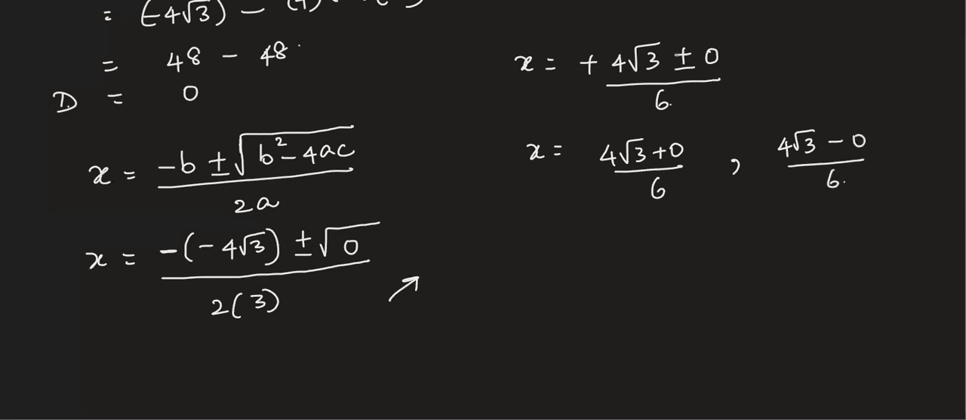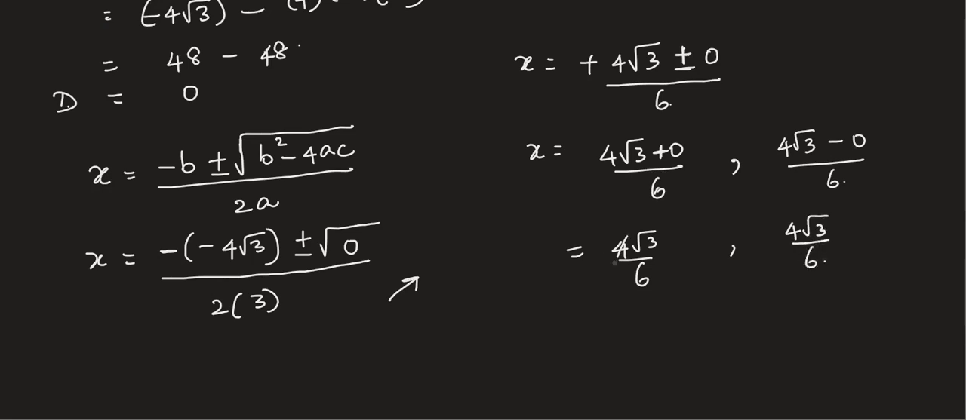Okay, see, there are two things. One is a positive 0. So the first value we'll have to take the positive one. So plus 0. What is the answer if it is plus 0? And the second value for x will be what is the answer if it is a negative 0. So 4 root 3 plus 0 by 6, first value. Second value will be 4 root 3 minus 0 by 6. So 4 root 3 plus 0 is nothing but again 4 root 3 only. So 4 root 3 by 6. For this one, 4 root 3 minus 0, again same thing only. So 4 root 3 by 6.